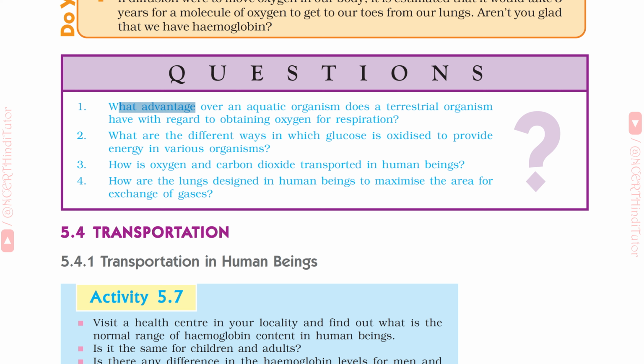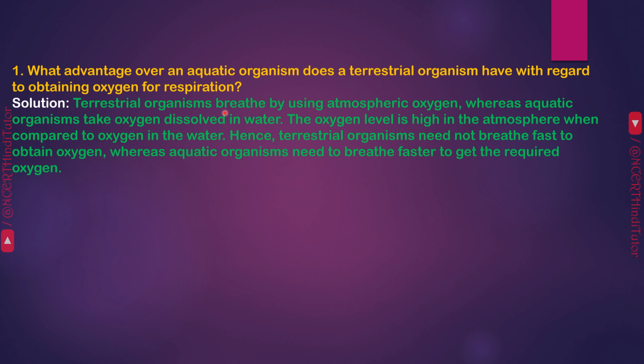Question 1. What advantage over an aquatic organism does a terrestrial organism have with regard to obtaining oxygen for respiration? Answer. Terrestrial organisms breathe by using atmospheric oxygen, whereas aquatic organisms take oxygen dissolved in water. The oxygen level is high in the atmosphere when compared to oxygen in the water. Hence, terrestrial organisms need not breathe fast to obtain oxygen, whereas aquatic organisms need to breathe faster to get the required oxygen.